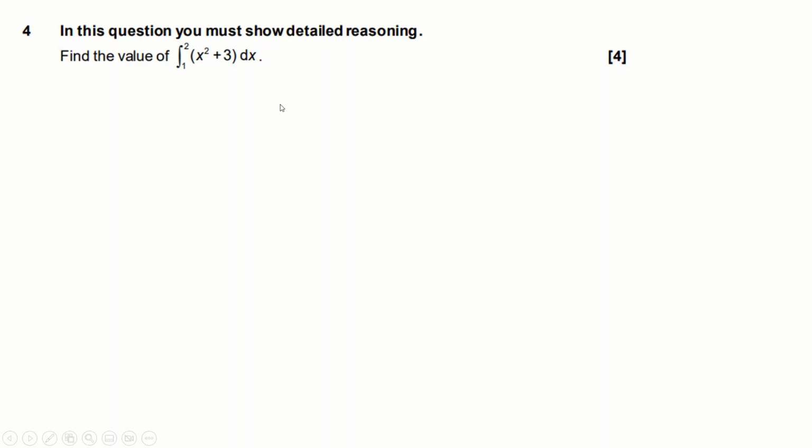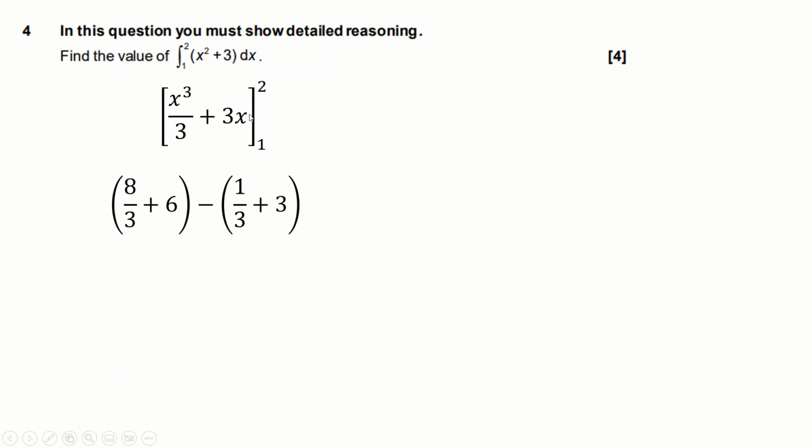Good. Question 4. No idea what this bold means, because aside from the fact that you could just type this into a scientific calculator, so maybe it's just telling you not to do that. This is x cubed over 3 when you integrate. This is 3x. Just shove in 2 and 1. 2 first into both these things, then take away when you put in 1 to both those things. Just type this into a calculator and you get the answer eventually.